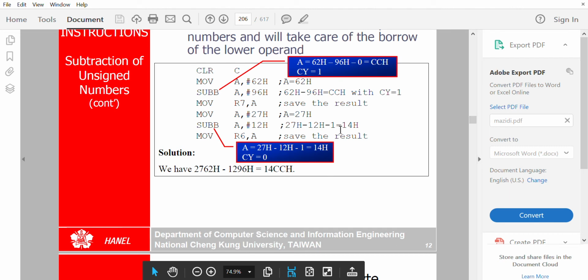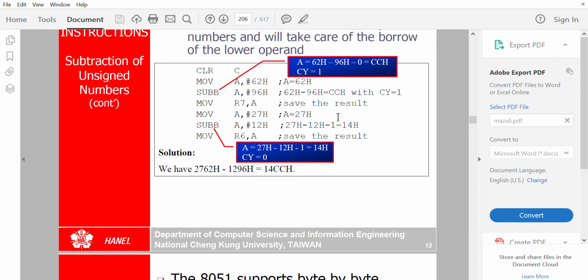Here also carry is equal to 1. Okay, 62 minus 96, when you do that, you get a carry equal to 1, and that carry comes here because carry is set to 1. When you do the higher order subtraction, since this carry is set, it is subtracted from here.